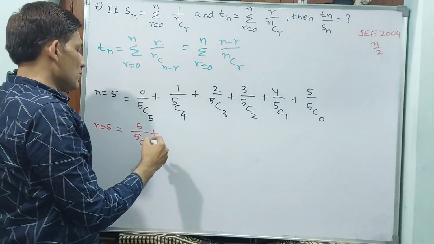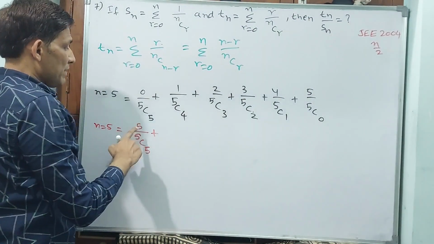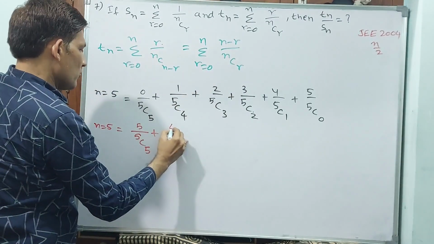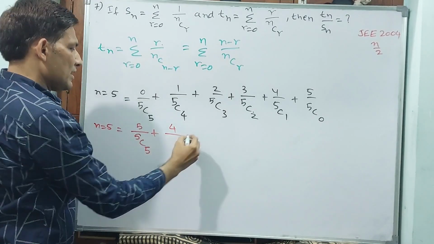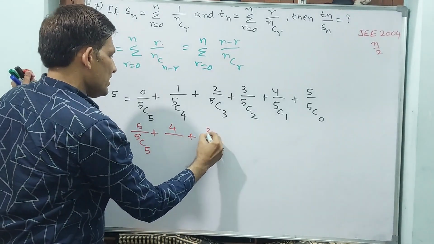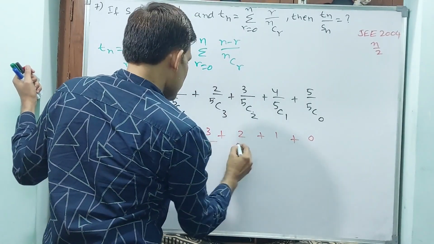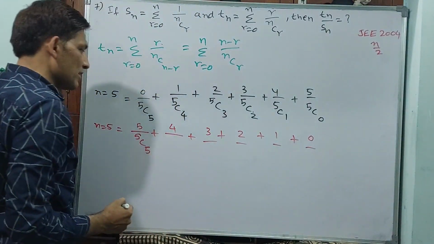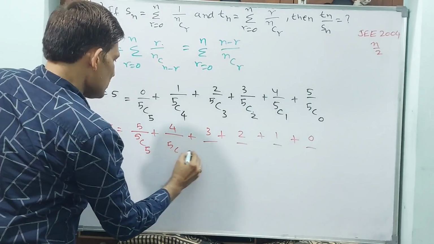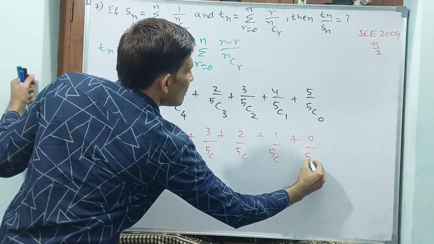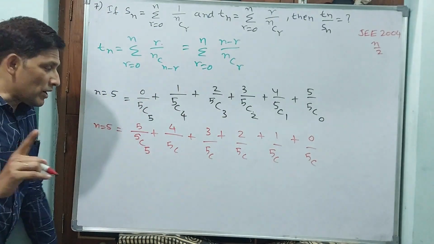Okay. Now observe carefully. Next 1, 5 minus 1, 4. I will write like this: 3, 2, 1, 0. Denominator separately I will write, because with r we are getting confusion. 5C, 5C, 5C, 5C, 5C. Okay. Now we don't have any confusion.